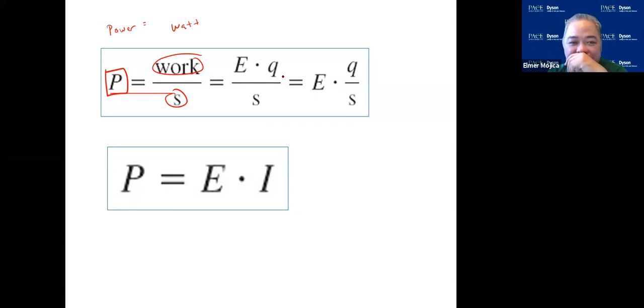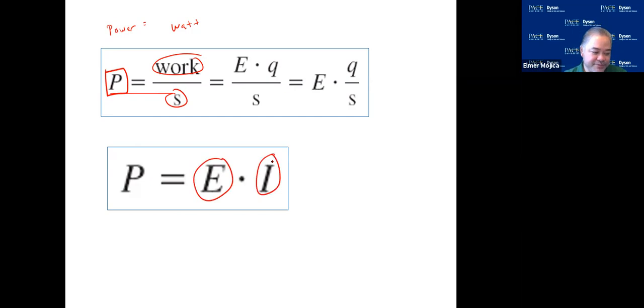30, 40, 50 watts. So if you look at power, we could say that's the efficiency of work. The higher the wattage of these materials, the more efficient it is. Okay. Another way of looking at the power is this one, E times I.